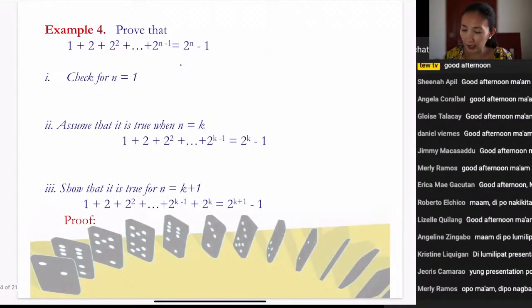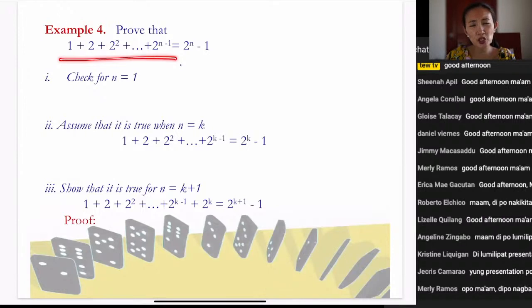Now, we move on to the next, number 4. Prove that 1 plus 2 plus 2 squared up to 2 raised to n minus 1 is equal to 2 raised to n minus 1. So, what is the form of these numbers? Okay, these numbers take the form 2 raised to n minus 1. It's the general form of the numbers.